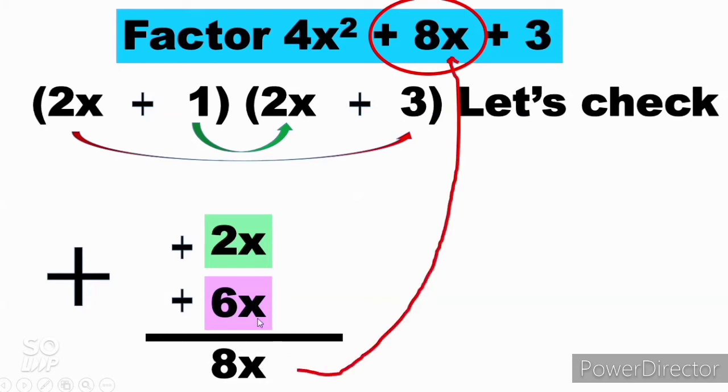Okay, so dapat yung 8x o yung result natin dito na 8x match doon sa middle term na positive 8x. Okay, pero pag iba yung nakuha sa result natin, pag pinag-add natin yung 2x at 6x, ibig sabihin, hindi factor yung dalawang binomial. So, ibig sabihin, magta-try tayo ng another factor, hanggang sa maging tama yung middle term na makuha natin.